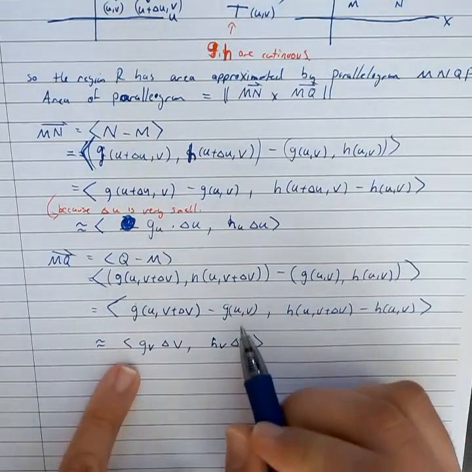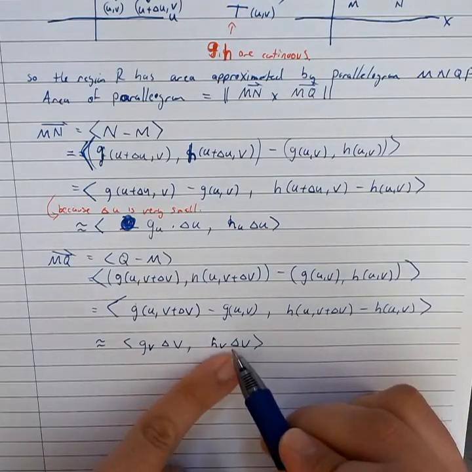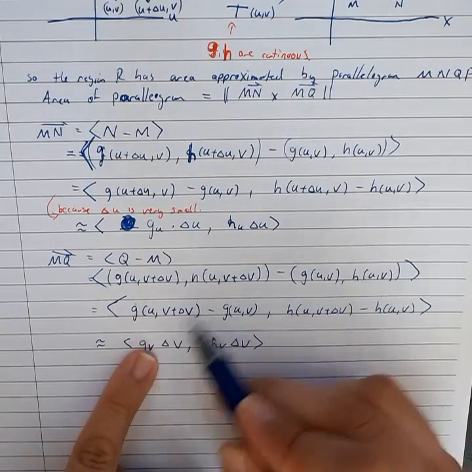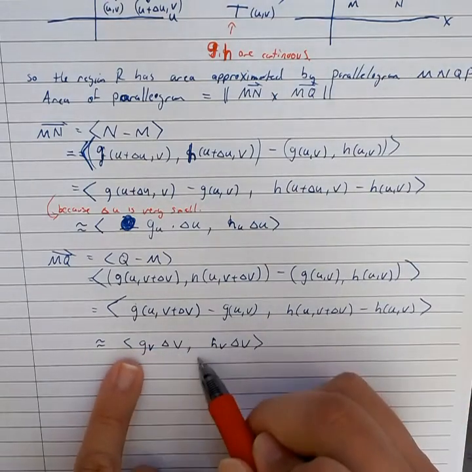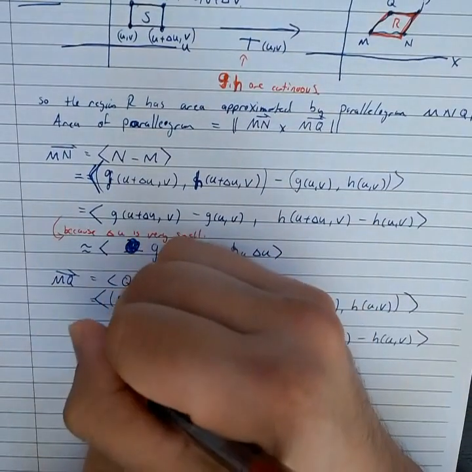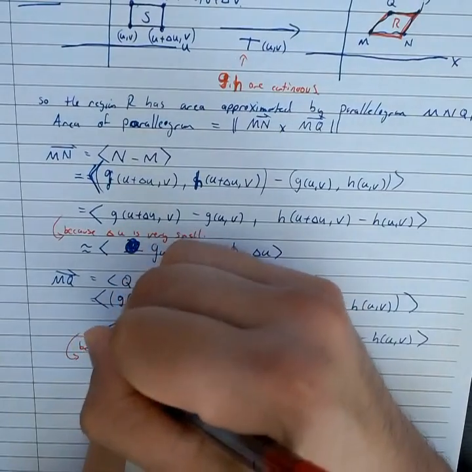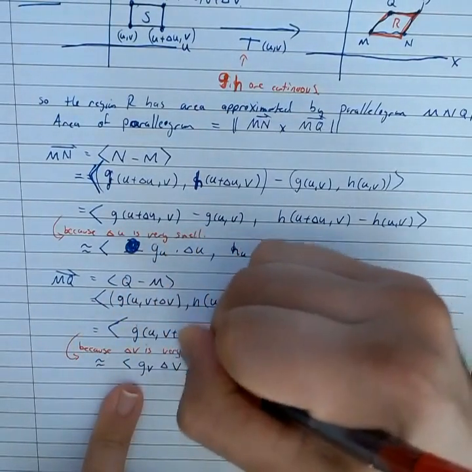And again, none of these are exactly equal. This is not exactly equal to that. This is not exactly equal to that. This would be equal to this one if we took a limit. Same thing here. But since delta V is very, very small, even without taking a limit, this is already pretty close to being true. So this is because delta V is very small.